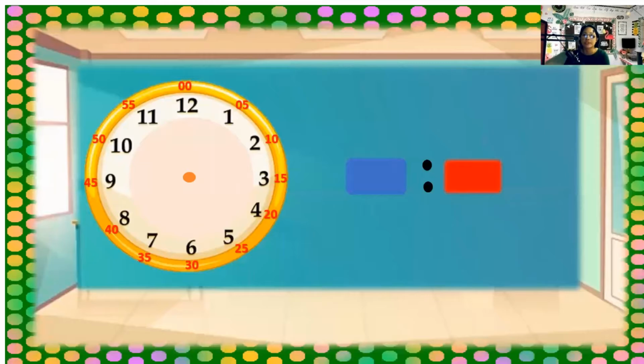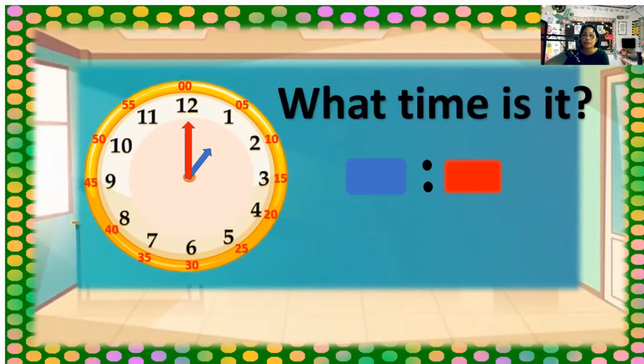Okay, so we are here now. The short hand represents the hour, and the long hand represents the minute. If it's exact, I mean the long hand is pointing to 12 or the 00, we will use o'clock here. The question will be, what time is it?